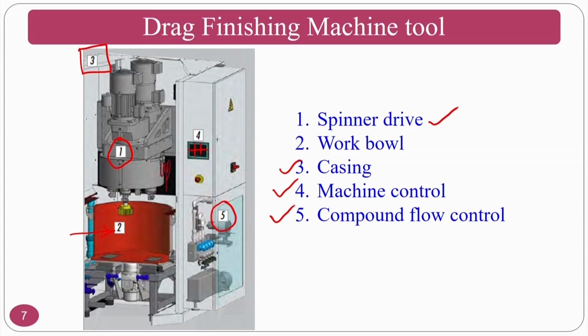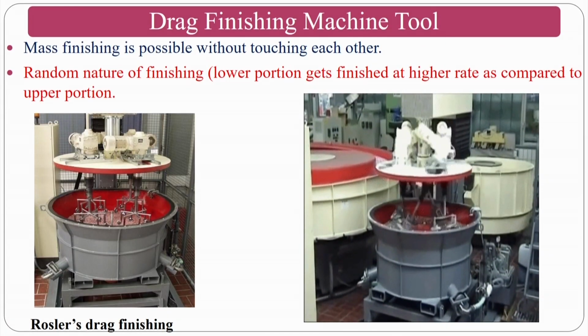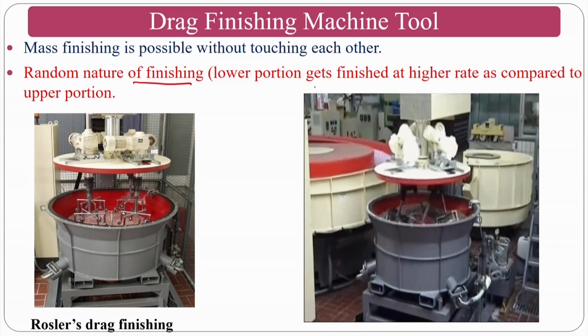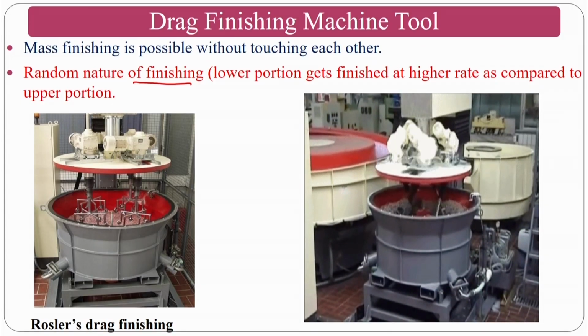Wherever the compound is nothing but abrasives and a wet compound or a dry compound, whatever the component you want to use, you can use it in this particular drag finishing process. In mass finishing, which is random in nature, the lower portion gets higher rates and all those things. This can be overcome by this drag finishing.